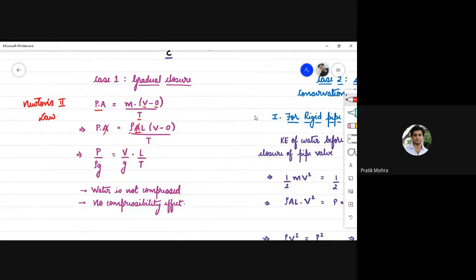The value of pressure head that you are going to get is P by rho g equals V by g into L by T.